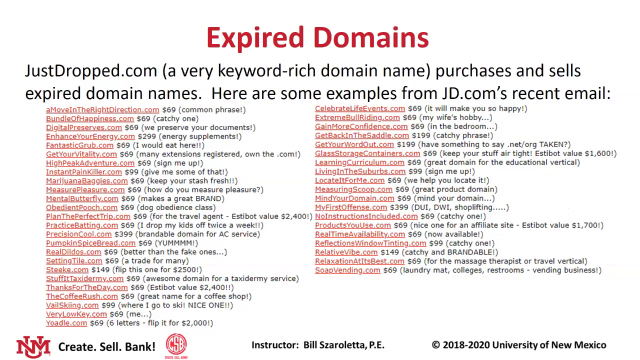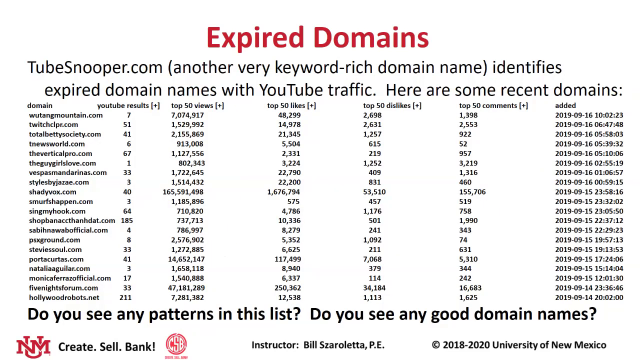Now, JustDropped.com. I'd recommend that you get on JustDropped's mailing list if you're interested in this. He has all sorts of domain names that people had set up at one point in time, and then they expired. He bought them, and guess what he bought them for? $12, $11, $10, and he's selling them for $69, $299, $149. MyFirstOffense.com is $3.99, with the idea that you could do some various things. So that's JustDropped.com. And we've gone through TubeSnooper.